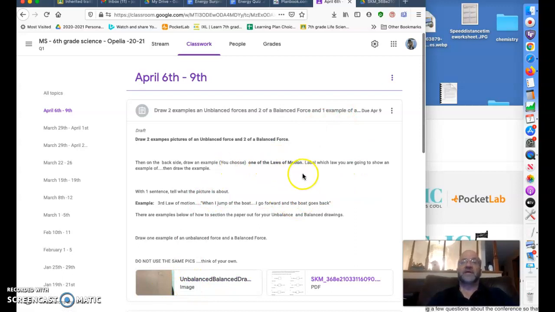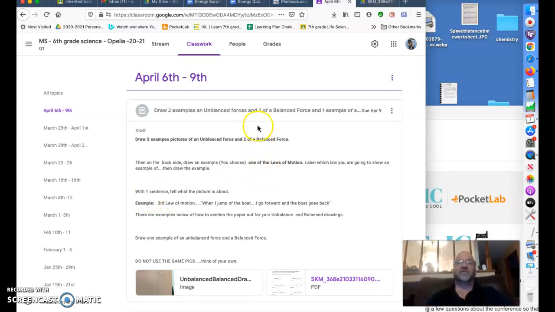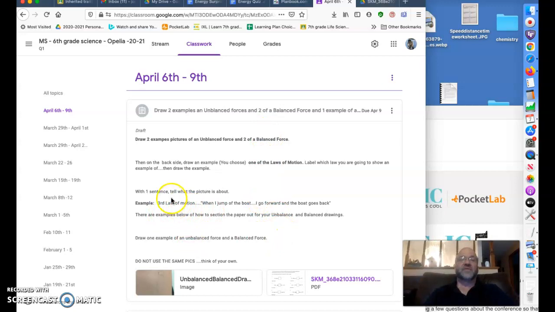Okay, and then on the back side of that paper, I want you to pick one law of motion that you want to do and think of an example of that law of motion. Think of an example. What could you draw yourself doing, or some object or objects that you could show as the first, second, or third law of motion? You get to choose. Okay, all of the directions are right here. And then when you do that law of motion, I would like you to write one sentence telling about what your picture is about. Okay, that way we'll know what that is.